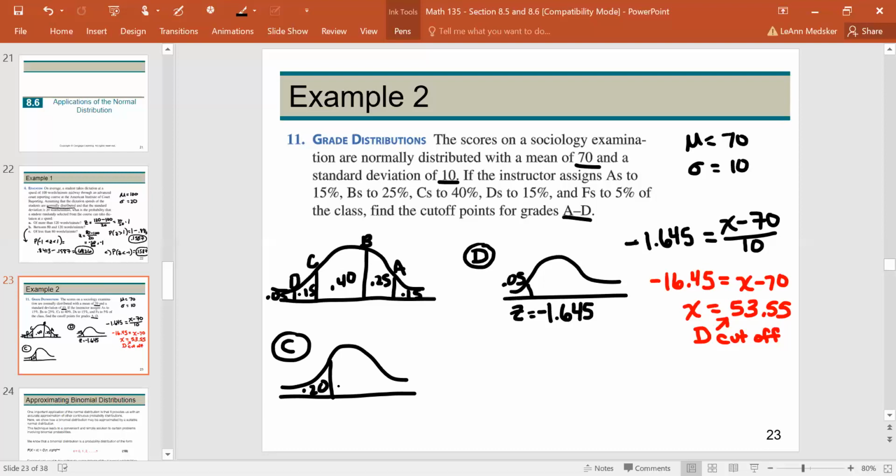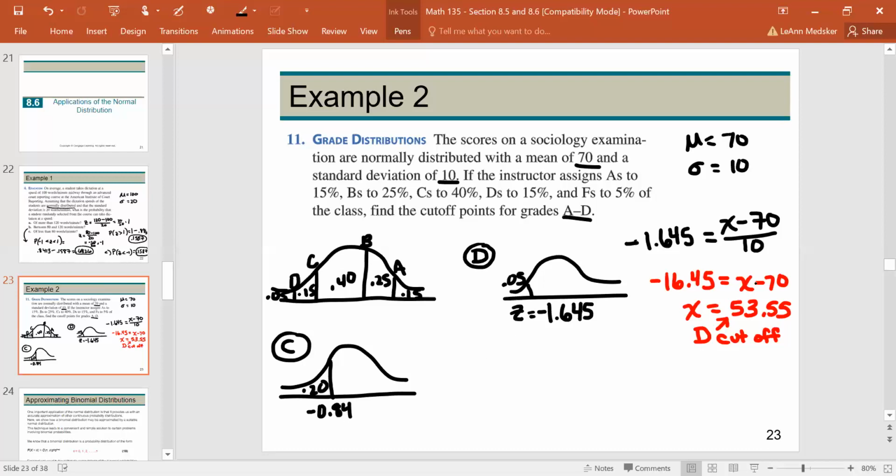So if you look up 0.20, try to find the closest you can get to that in the chart. It looks like 0.2005 is the closest we can get, which is negative 0.84. So that's the z-score that this would occur at, or at least the closest. We're estimating, we know that.